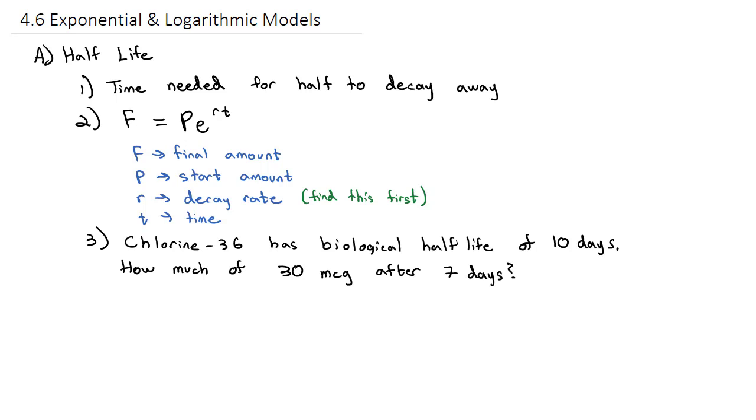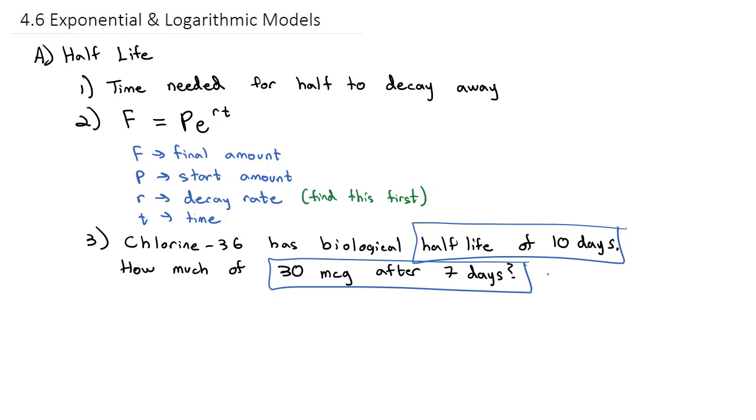Well, the first thing we're going to do is separate this into two problems. First, there's the half-life of 10 days, and then there's the 30 micrograms after 7 days. We want to keep those two problems separate. First, finding the decay rate, we're going to say the final amount is half, because we're talking about a half-life, is equal to the starting amount, which is 1 whole, times e to the decay rate times the amount of time it took us to get to that half-life. So because we have a half-life, we're plugging in half, doing the first problem.